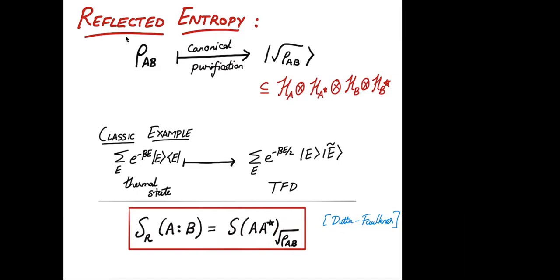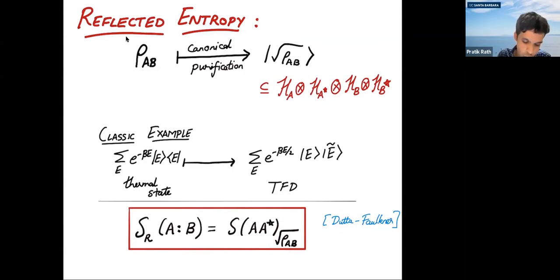Pratik, really sorry, I was having internet issues. Could you say in just 10 seconds again what your definition of canonical purification is, please? Yes. So the canonical purification is, so we take, so there's some operator rho AB, which is the density matrix.